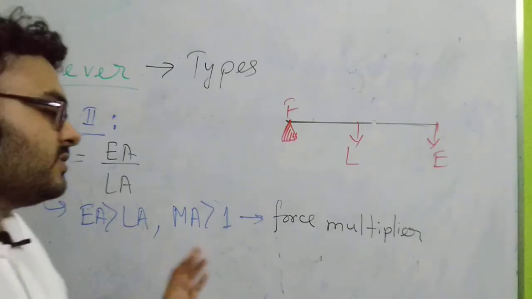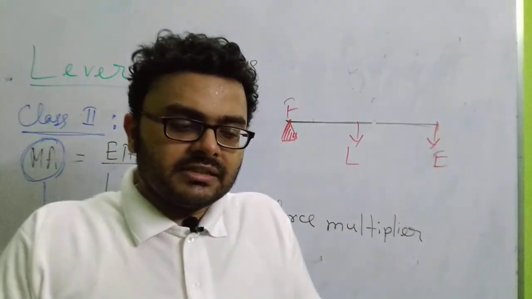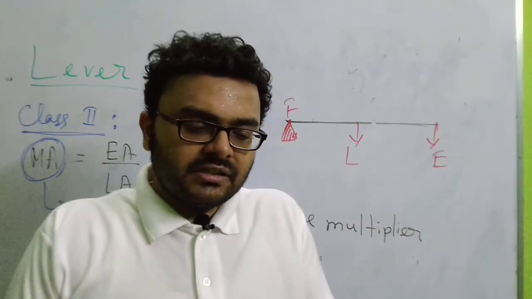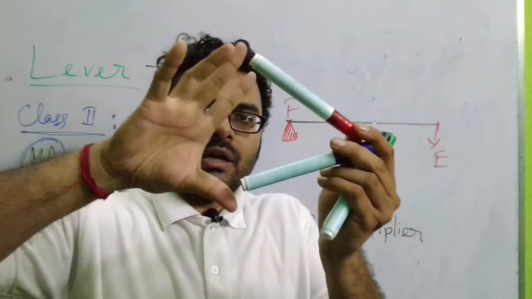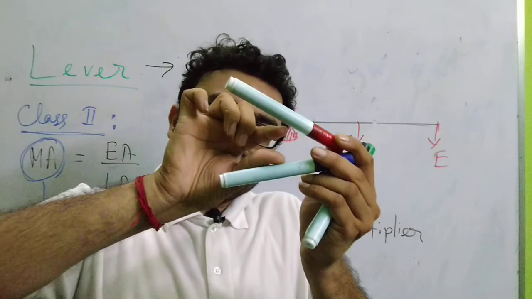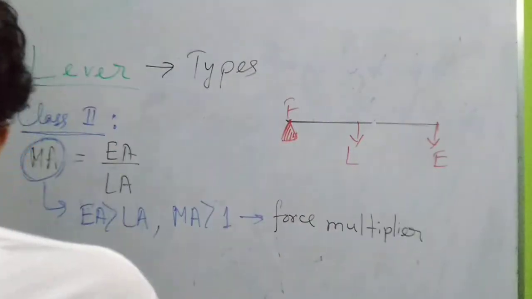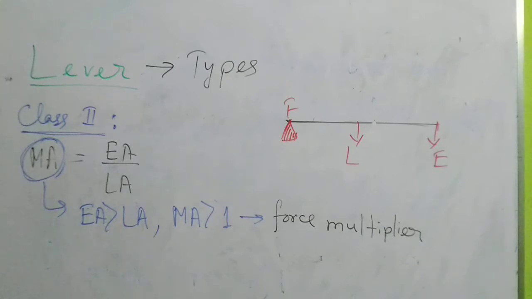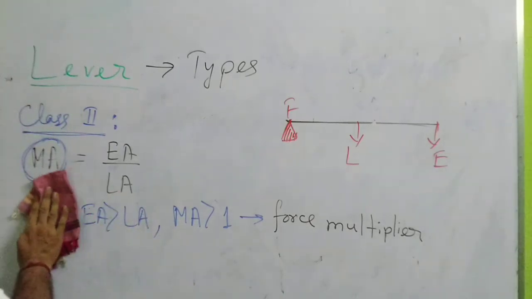Those are force multipliers because you keep the nut in between and apply the force at the other end. See, if this red and blue pen is the nutcracker, you apply the force at this end, keep the nut in between and push it. You apply less force, you get more output. So this kind of lever is a force multiplier. So the example is a nutcracker.